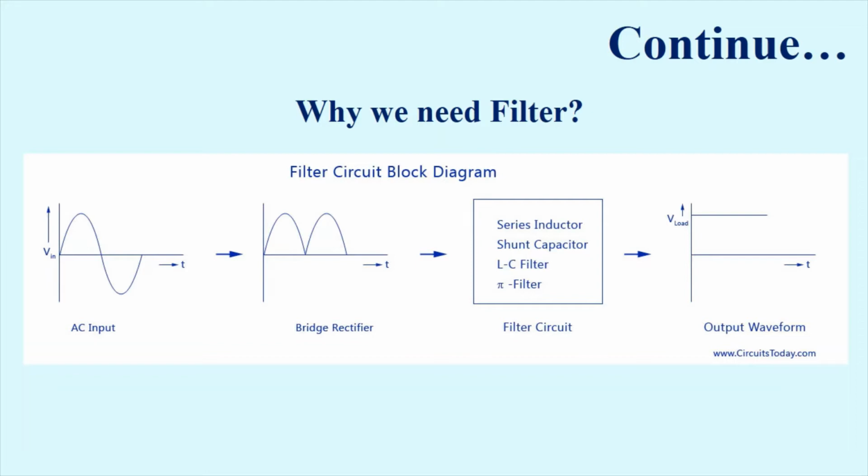So we have to make this output steady, means one direction, DC current, one direction output. For this we will need a filter. Filter basically converts this continuously varying output into the pure DC steady output, one direction output. That's why filter is important in any power supply based electrical equipment.